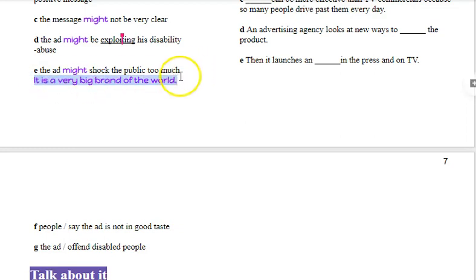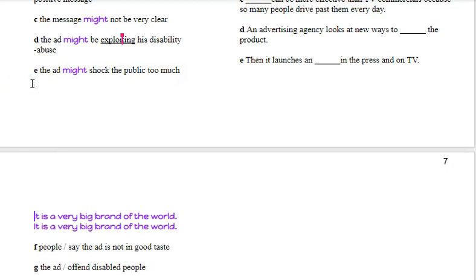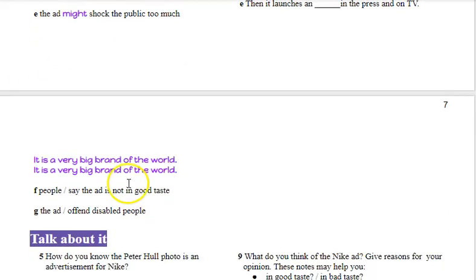Okay, so Sandy, it is a very big brand of the world. Only a minor correction. You'd better say it is one of the biggest brands. Oh, it is one of the biggest brands. Yeah. Again, it is one. Yeah, I really like you to correct my sentences.